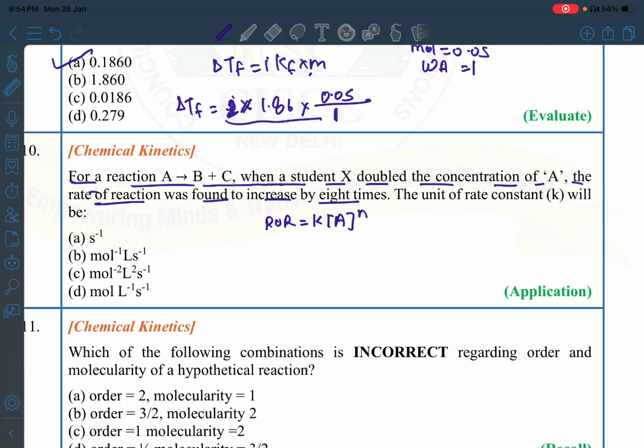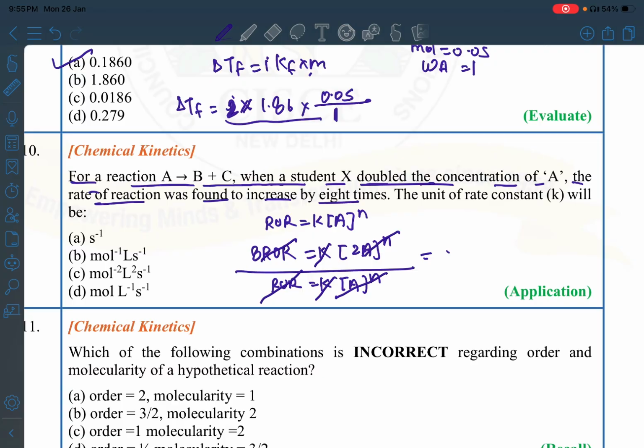From this equation we find out the order of the reaction. Given that the rate of reaction increases 8 times, so 8 ROR is equal to K, and if the concentration of A is doubled, it will be 2A to the power n. Now we divide ROR by K into A to the power n. Whenever we divide, ROR cuts ROR, K cuts K, A to the power n cuts A to the power n. So we get 8 equals 2 to the power n. Now we can write 8 as 2 to the power 3. So n is equal to 3. Okay, so the order of the reaction will be 3.